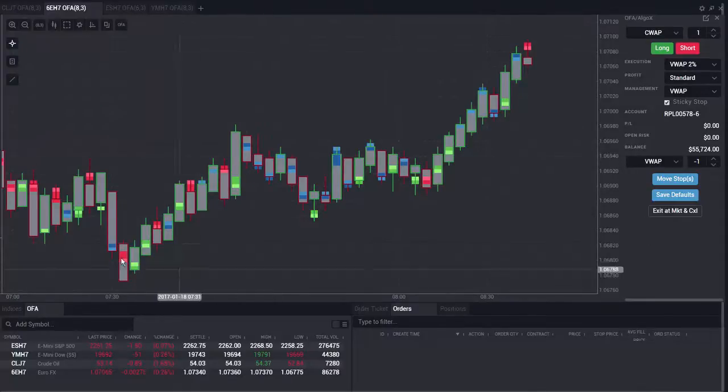And in this case, we have a nice consolidation range that was created from about 7 to 8 in the morning. You can see we have a low down here and a high, and then that high was retested and tested again, and then on the third time, we finally broke out and started a trend up.